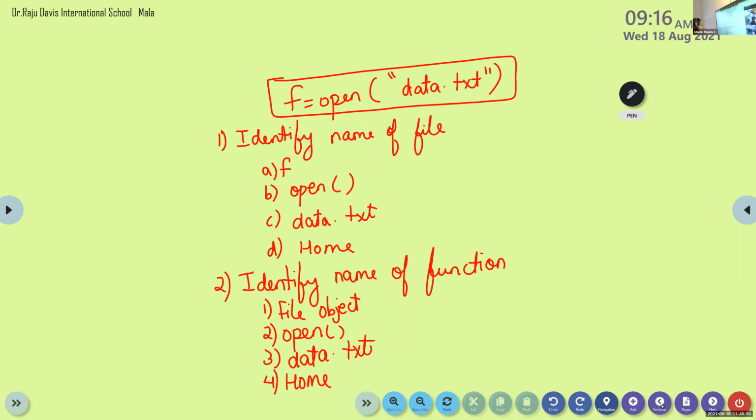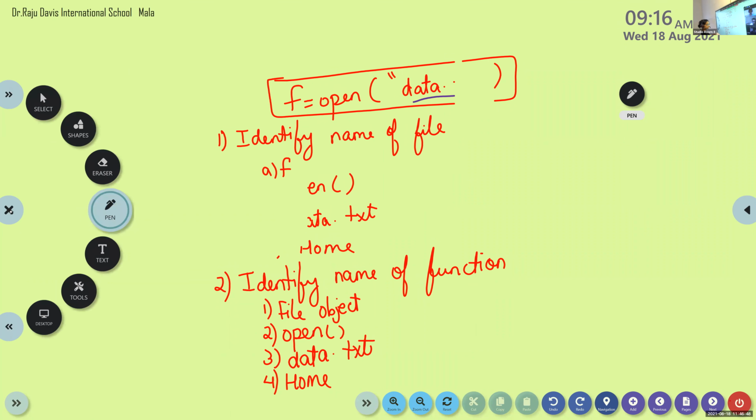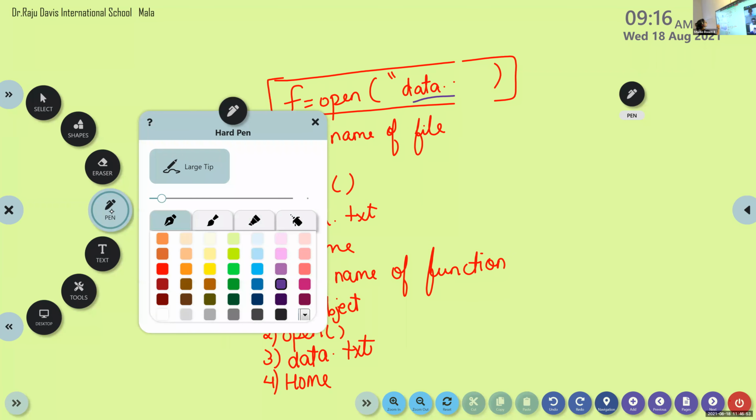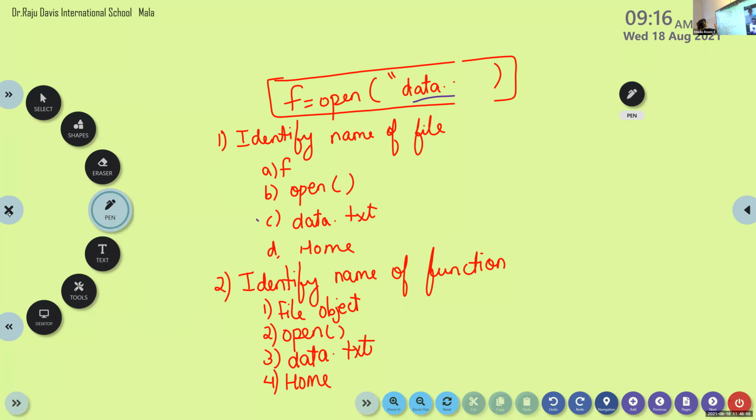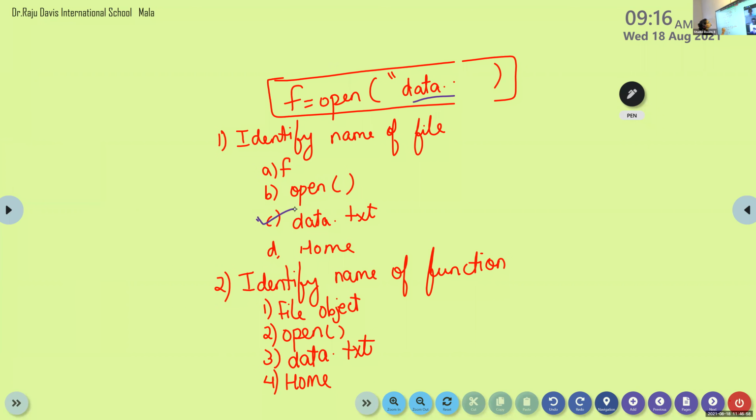So, identify name of file. Which is the name of the file? Doctor. This is the name of the file, isn't it? So this one is the answer. So which one is the answer? D, right? C.